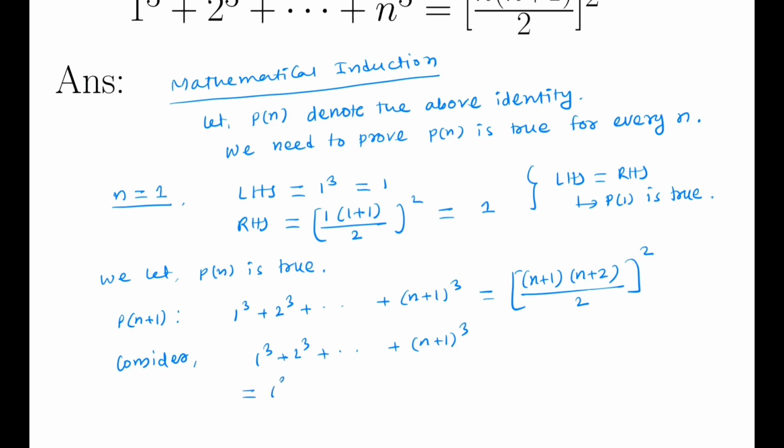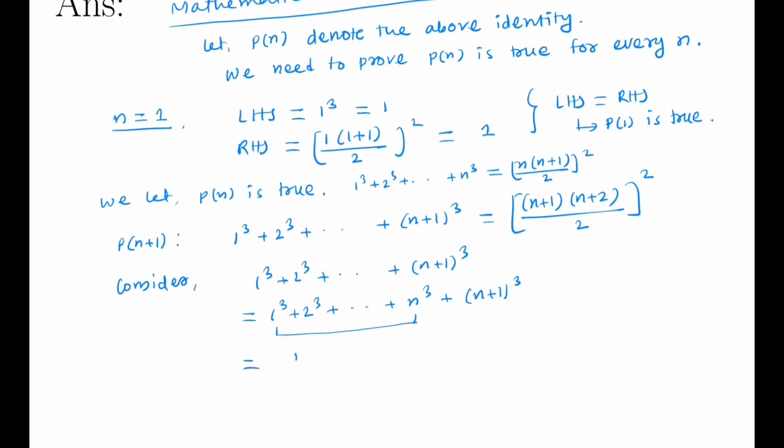So we can write this expression as 1 cube plus 2 cube up to n cube plus (n plus 1) cube. So first, this sum we already know by the induction statement. So we have Pn is true, so we have 1 cube plus 2 cube up to n cube is equal to n into (n plus 1) by 2 whole square. So by induction argument, we can write it as n into (n plus 1) by 2 whole square, and we have here (n plus 1) whole cube.